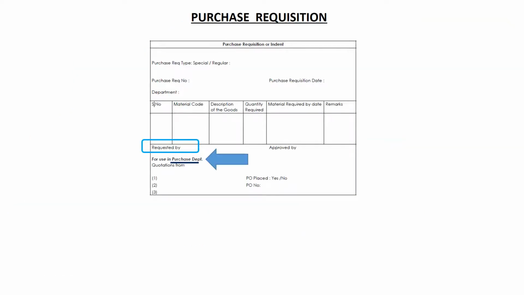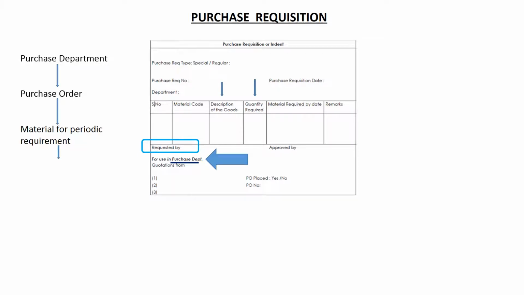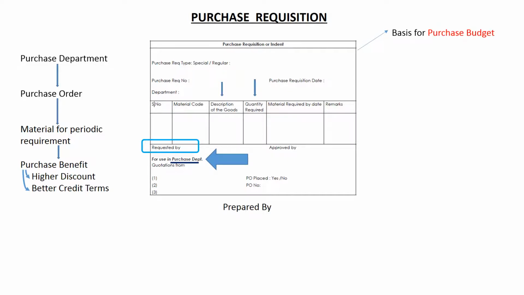Purchase requisition is a request made to the purchase department to procure materials of given description and of the required quality and quantity within a specified period. It authorizes the purchase department to issue a purchase order to secure materials intended for periodic requirements of a given material. It also provides guidance to the purchase department to estimate the future requirements in order to secure maximum purchase benefits in the form of higher discount and better credit terms. It forms a basis for preparation of a purchase budget.